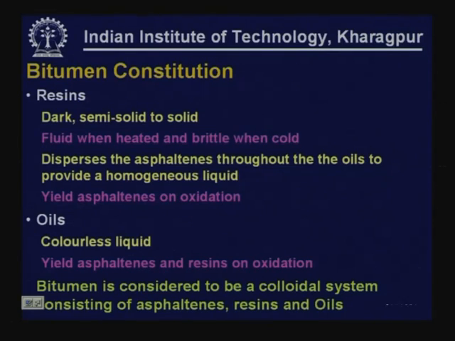These oils yield asphaltenes or resins on oxidation. Depending upon how much oxidation takes place, oils can get converted into resins or in turn can get converted into asphaltenes. Accordingly, the properties will change. Bitumen is considered to be a colloidal system consisting of asphaltenes, resins and oils.